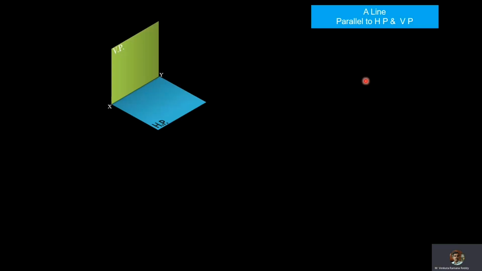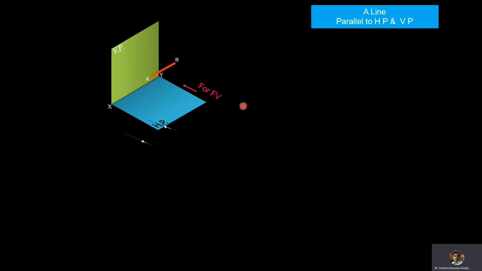Now we'll discuss another case under projection of straight lines. That is, the line is parallel to both HP as well as VP. Here, this line AB is parallel to VP as well as HP. In general, when the line is parallel to any plane, its image on that particular plane will be a true length. In this case, we will get true length in both top view as well as front view.